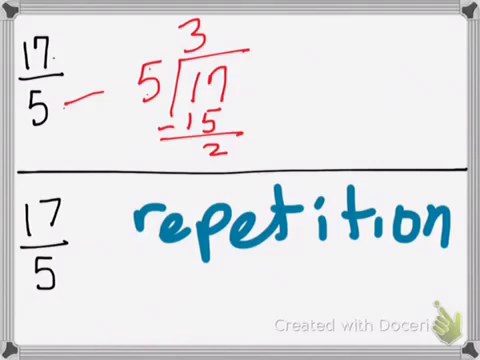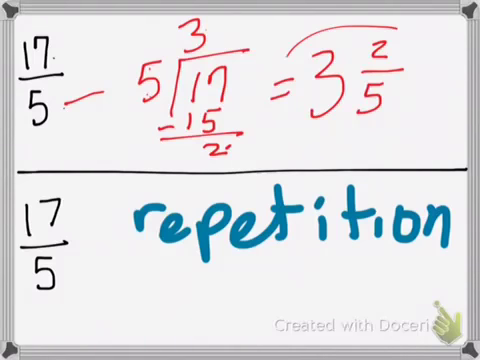So you have a remainder of 2, which pretty much means this. So you have 3 whole numbers, and then you have 2 fifths. So the fraction here ends up being 3 and 2 fifths. So you've converted 17 fifths into 3 and 2 fifths. Now let's try it the repetition way.